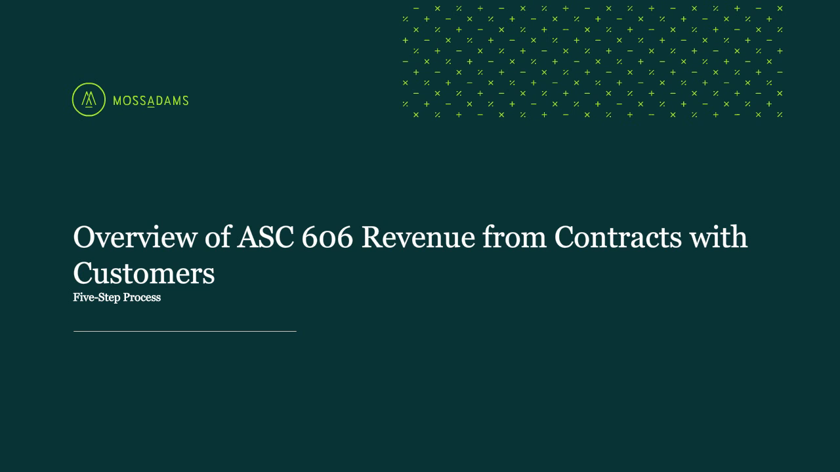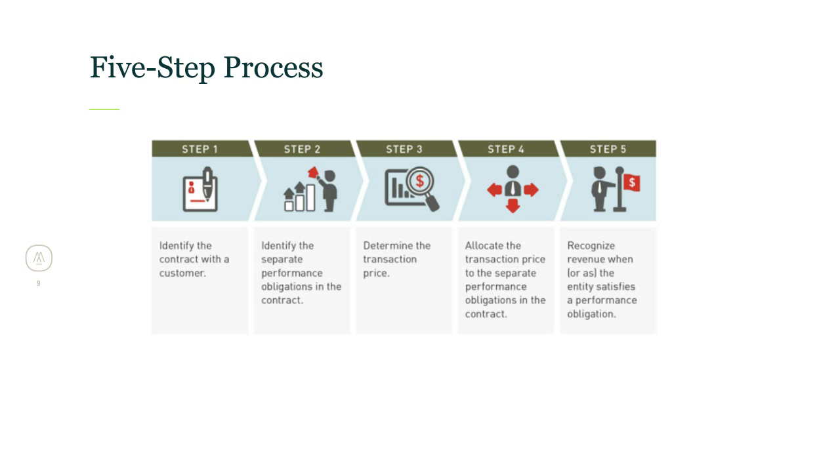So just to begin with, as we look through the 5-step process of 606, it's really these 5 steps. It's 1, identifying the contract with the customer. 2, it's identifying the separate performance obligations. Again, that wording is a little different than we've seen in the past under current GAAP. 3 is determining the transaction price. 4, allocating that price to the separate performance obligations. And then 5, recognizing revenue as the entity satisfies each of those performance obligations. So again, we're going to walk through each of these 5 things in just a little bit more detail now, as it relates to your entity.